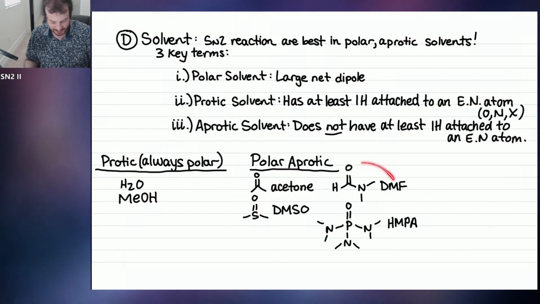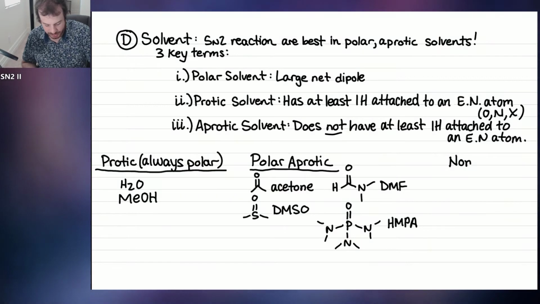So for these reasons, these two solvents are usually phased out in favor of these two guys, acetone and DMSO, who are a little more harmless. But HMPA, unfortunately, is one of the best solvents for Sn2. Oh well.